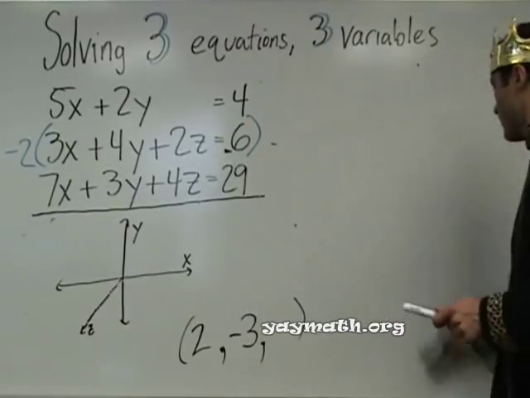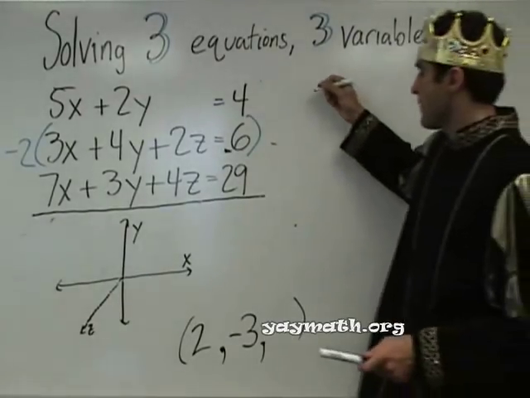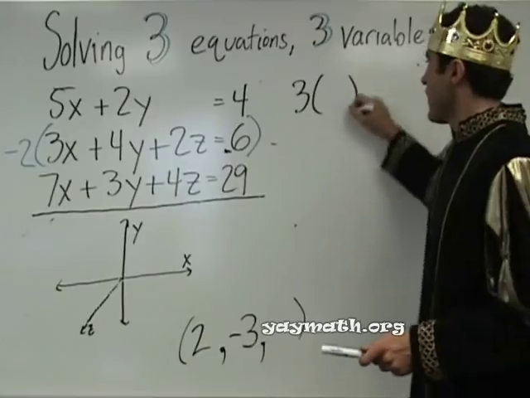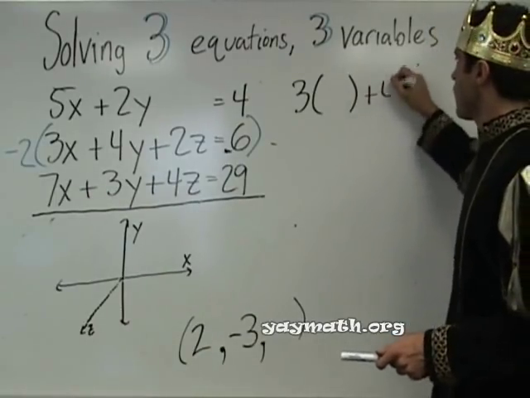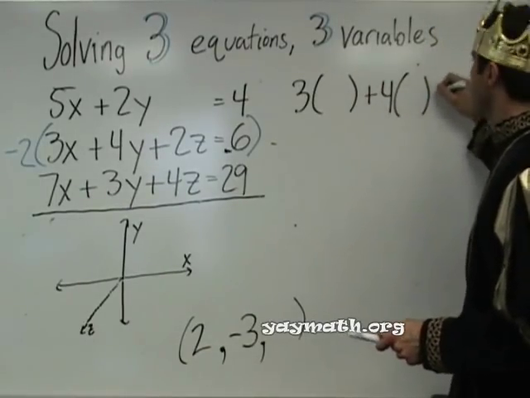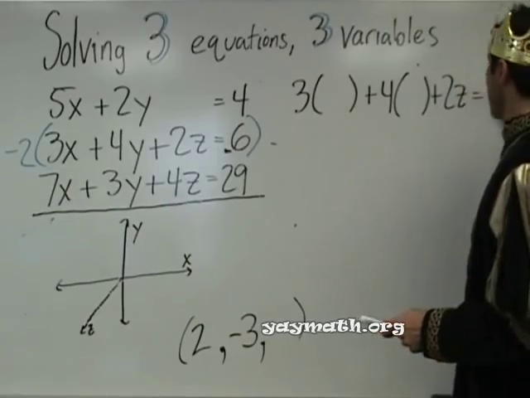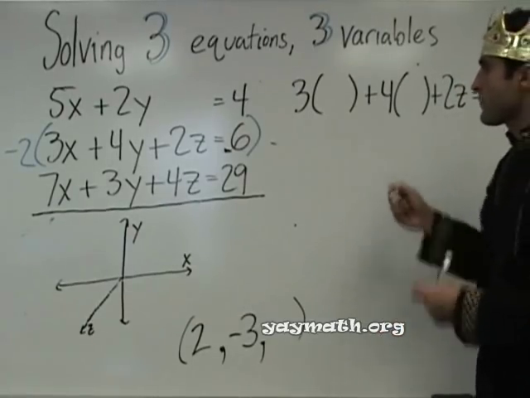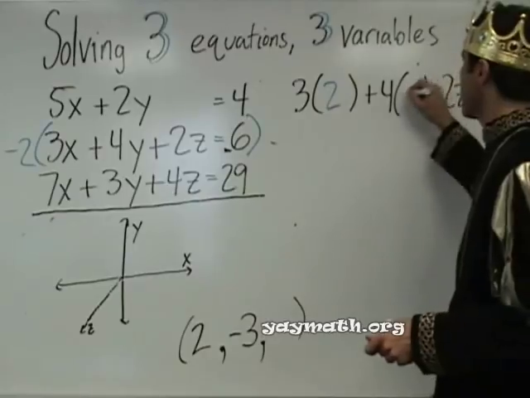This is gone. All right. 3x plus 4y plus 2z equals 6. X is 2, y is negative 3.